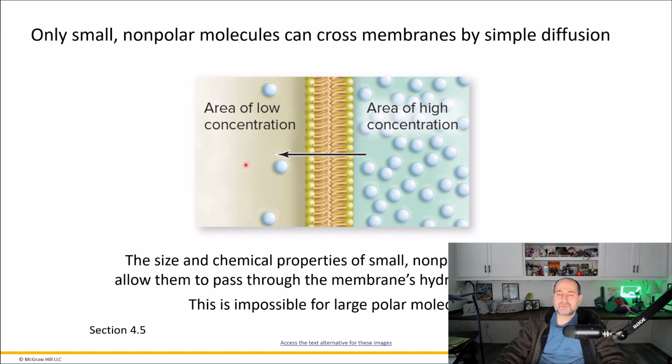Polar molecules cannot cross by simple diffusion. Ions cannot cross by simple diffusion. Food particles cannot cross by simple diffusion. It's specifically small nonpolar molecules that can cross the membrane by simple diffusion.